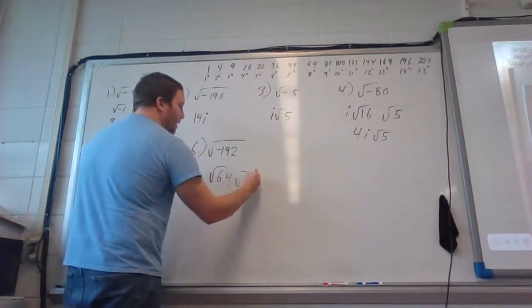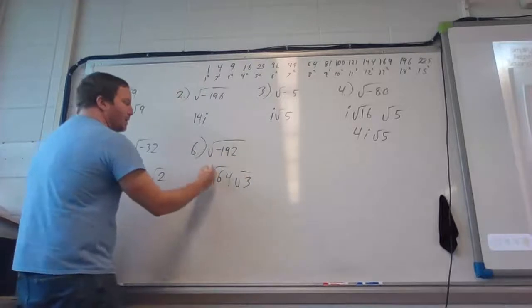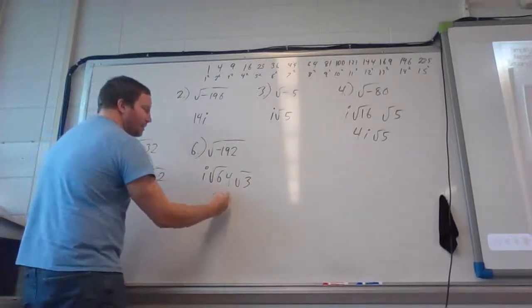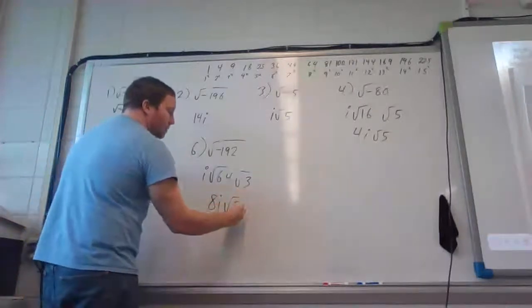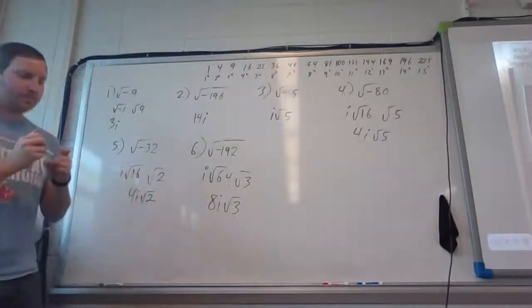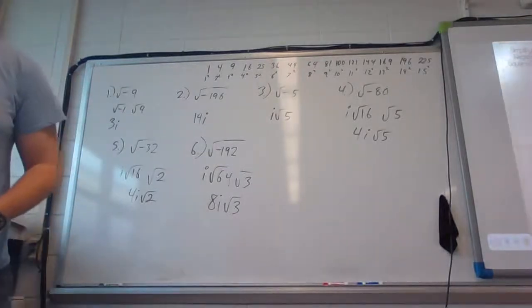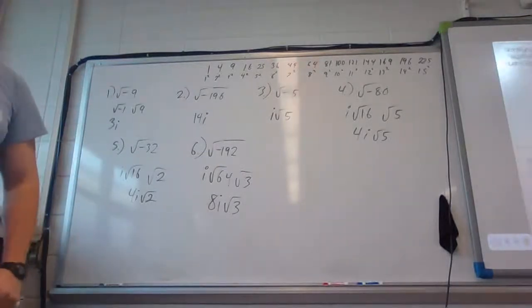So 64 times 3 gets to 192. Of course, pull out our i. Square root of 64 is 8. i square root of 3. Okay, so that's our simplifying with a negative under our radical.